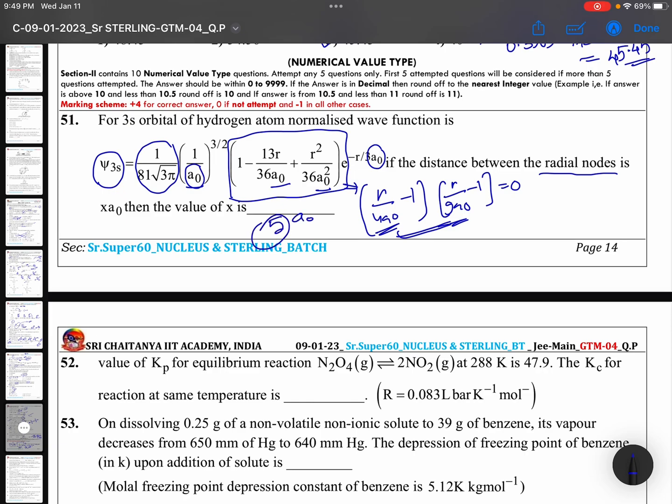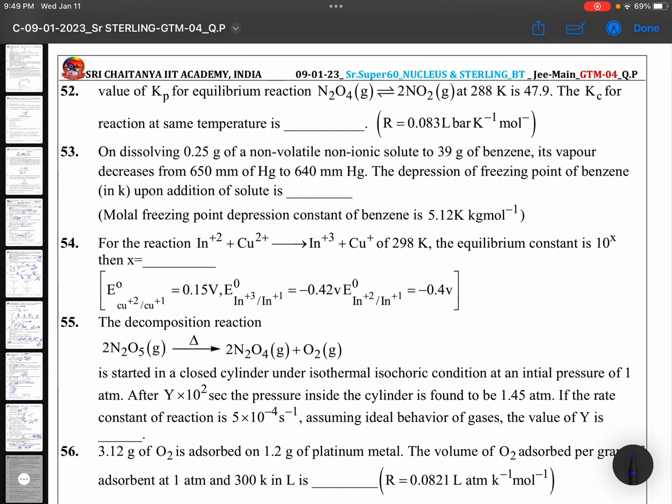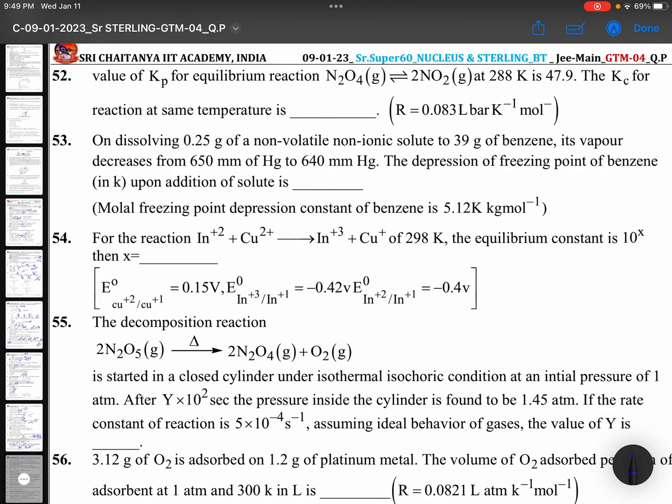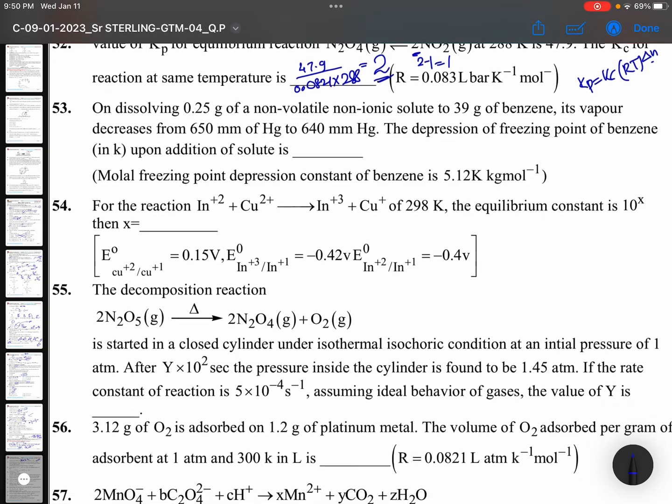It is a little complicated. My suggestion: if you are not very confident, then skip this question. Value of Kp: Kp is equal to Kc RT to the power of delta n. This you can try, because it is time-taking but you can do it. What is delta n? Here 2 moles are there, here 1 mole is there, so 2 minus 1 is equal to 1. He is asking Kc, so Kc is equal to Kp by RT, because delta n is equal to 1. Kp value is given: 47.9 divided by R value 0.0821 into temperature given 288. If you solve this question, according to my key, it will be 2. Try once, okay? You can try even in the exam, because you will be having time.